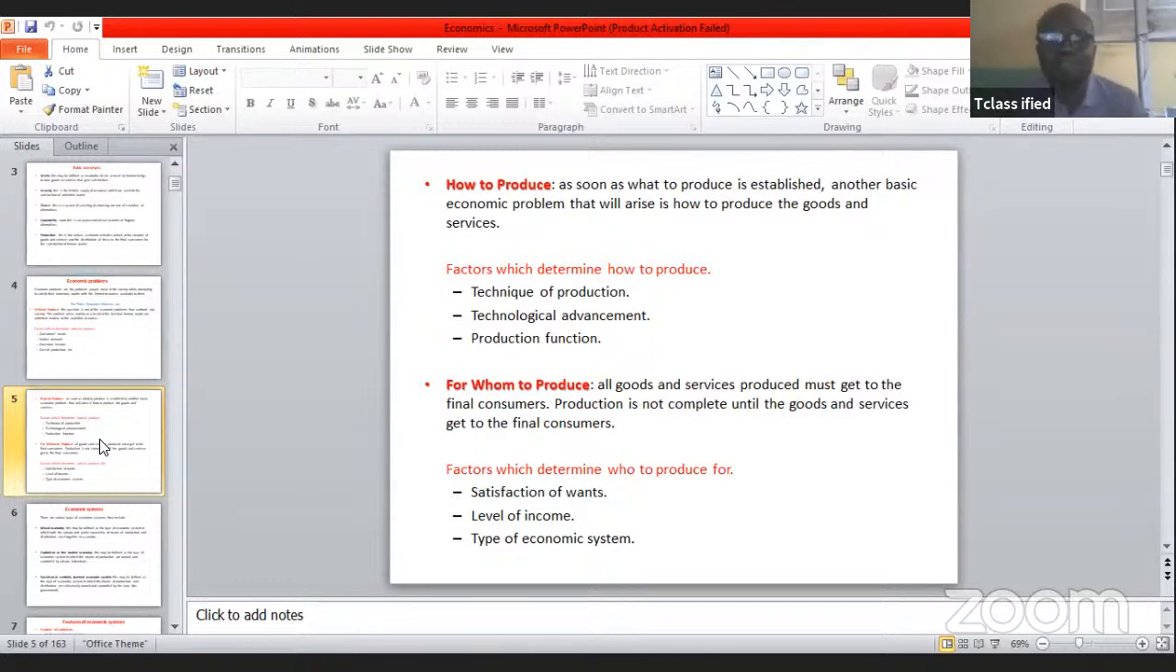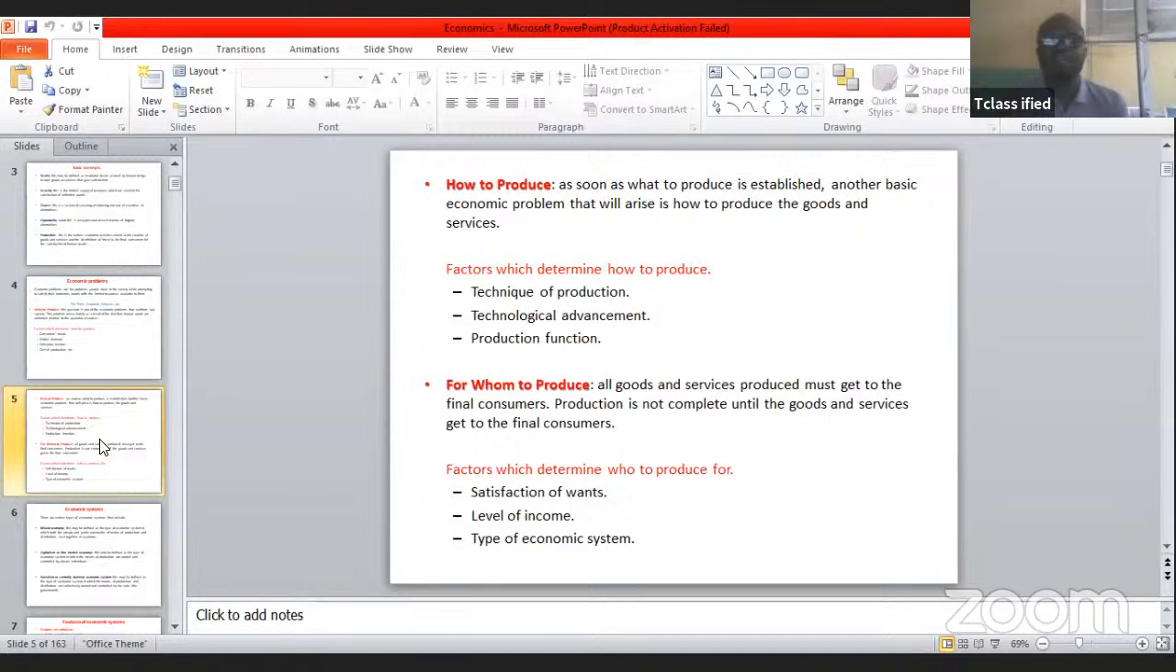Now, factors that determine for whom to produce: one, satisfaction of wants. Who am I able to satisfy? For the kind of services I'm rendering, who am I best fitted to serve? Is it the lecturers, the community where I'm staying in Gwagwalada, or the students? Number two, level of income. For the services I'm rendering, what kind of people can afford it? That will determine whom I should produce for. If you are doing software development that only rich people can afford, can the students afford it? So you have to check.